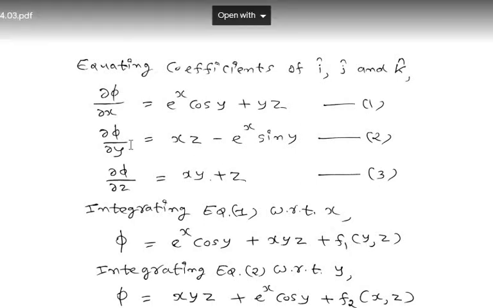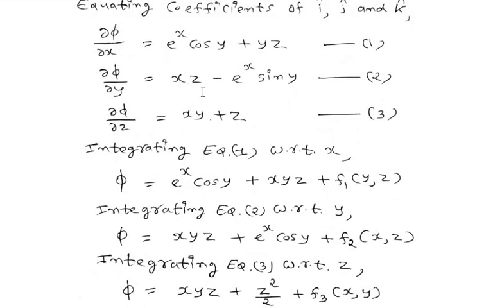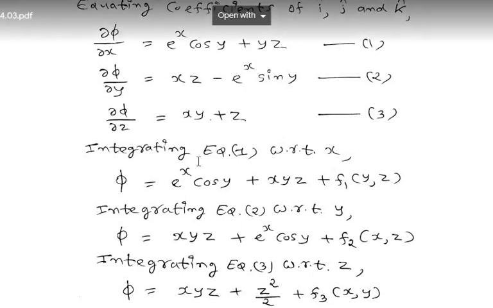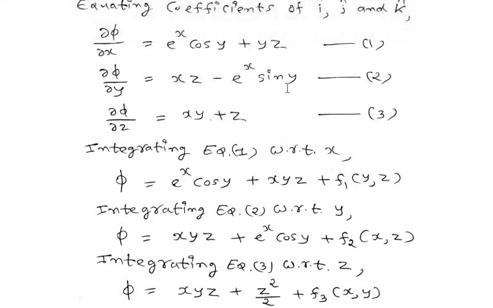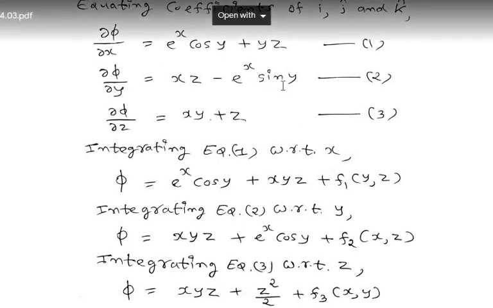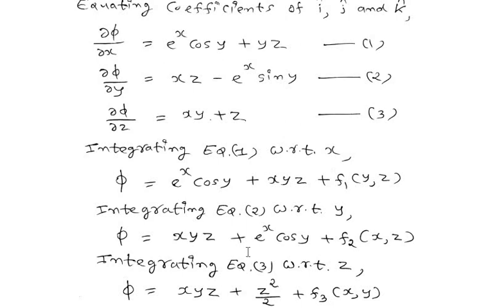Now integrating the second equation with respect to y, the integration of xz is xyz, and for the integration of e raised to x sin y, e raised to x is constant and the integration of sin y is minus cos y, so minus minus plus cos y, it will become e raised to x cos y, plus a function of xz constant.